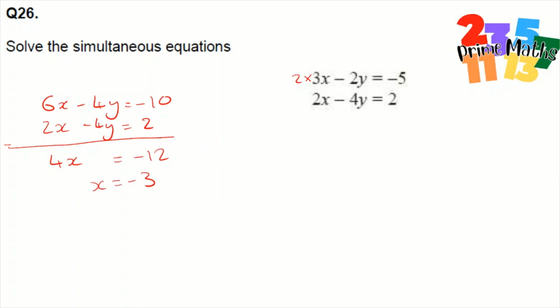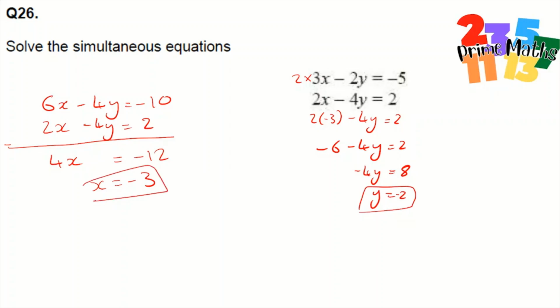From there, I can substitute minus 3 into an equation. I'll choose the second one. 2 lots of minus 3 minus 4y equals 2 gives us that minus 6 minus 4y equals 2. Minus 4y is equal to 8, and we get y is equal to minus 2. Those are our solutions, but I can just check this in another equation. So I'm going to check that in the first equation. 3 lots of minus 3 minus 2 lots of minus 2 is equal to minus 5. We can see minus 9 minus minus 4 is indeed equal to minus 5.